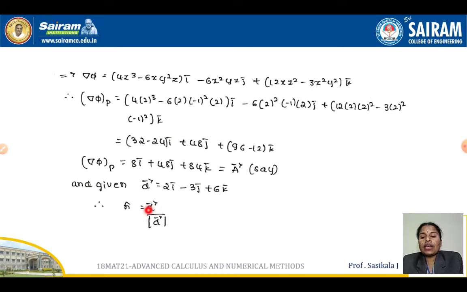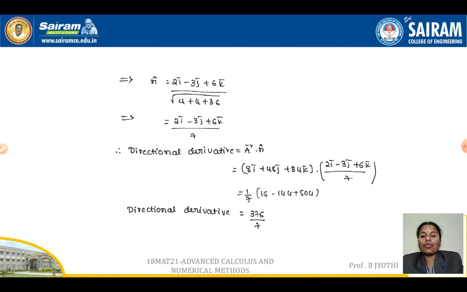Therefore, what is n cap? How will we find n cap? It is d vector by modulus of d vector. So the modulus of d vector, you know what that is: modulus of r vector means square root of x square plus y square plus z square. Now substitute the d vector: square root of 2 square plus minus 3 the whole square plus 6 square. Minus 3 the whole square is 9. So you can simplify and you will get the square root of 49, which is nothing but 7.